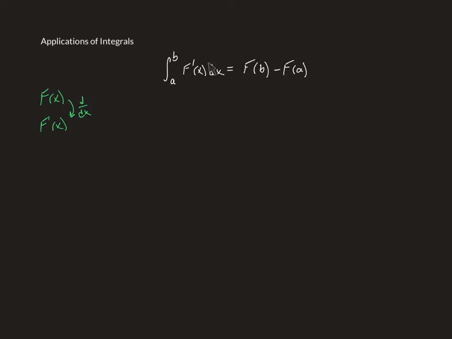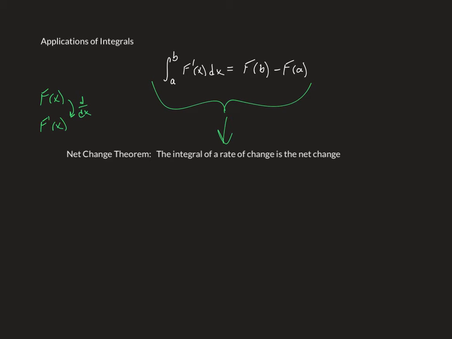If I have a rate of change and I take the integral of that, I end up with a net change. And that's just the difference in the function's values, or the output values of this big F of x function, from a to b. And this is what we just discussed here. So this whole thing put into words is the net change theorem.